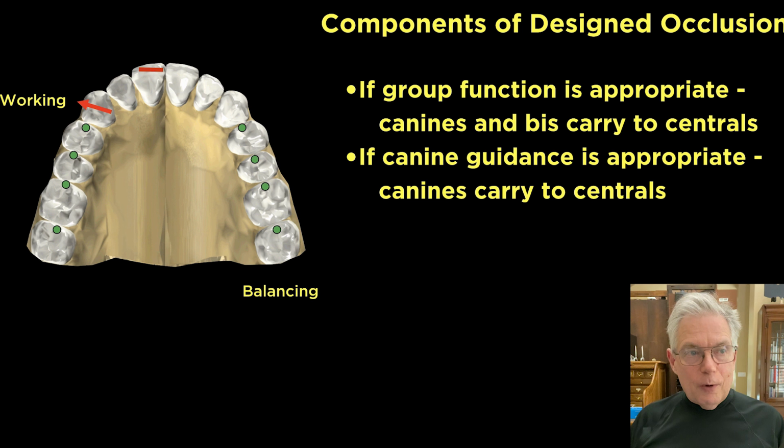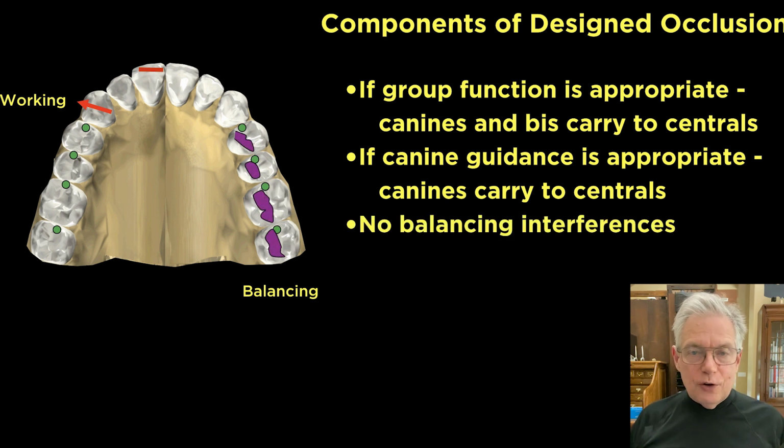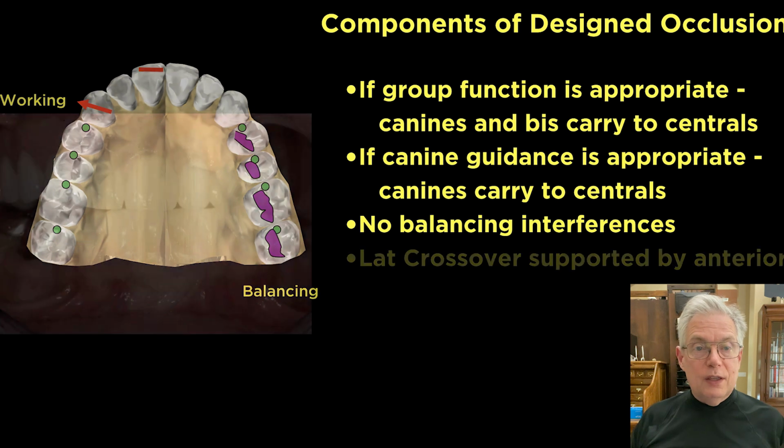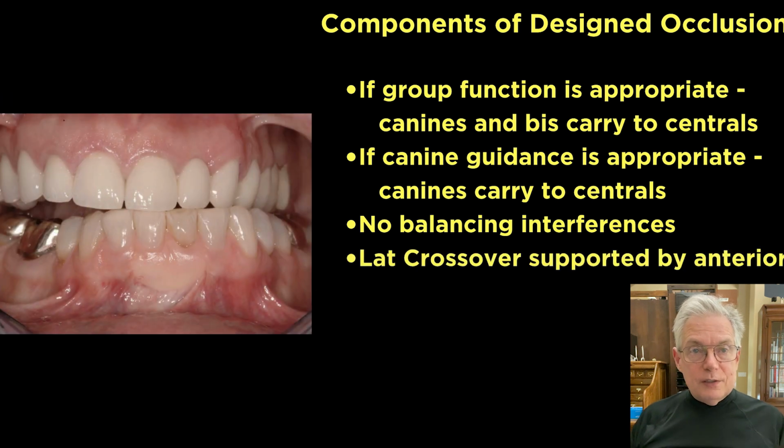If canine guidance is appropriate, then you're not going to see posterior contacts as the patient moves. I for sure don't want balancing interferences. That means I don't want guidance where you see the purple on these teeth. That is high force generation. Now, in a group function, I might have to use that, but I would always include contact on the other side. The next component is lateral crossover supported by the anterior.